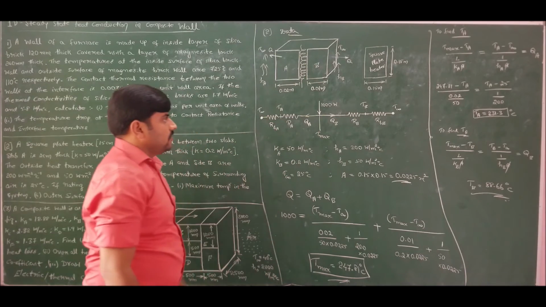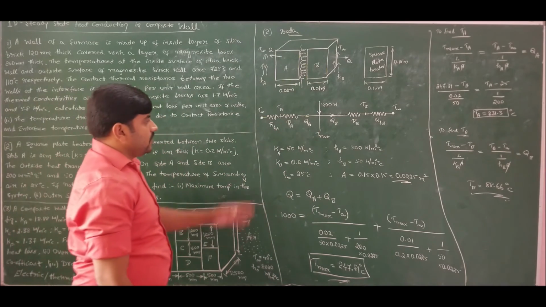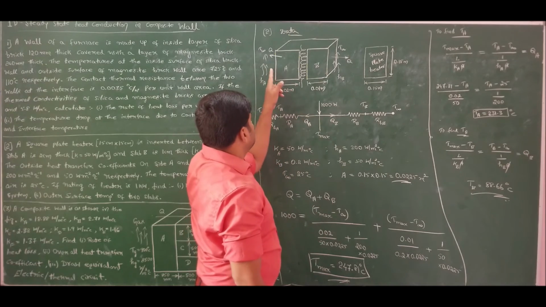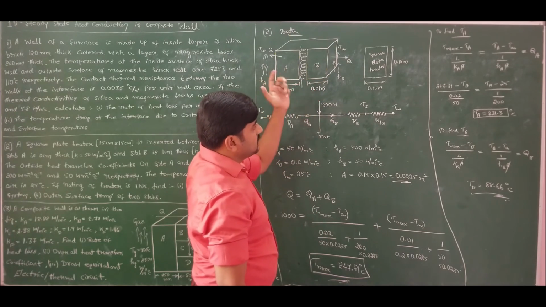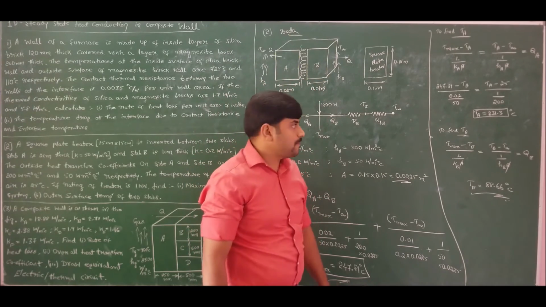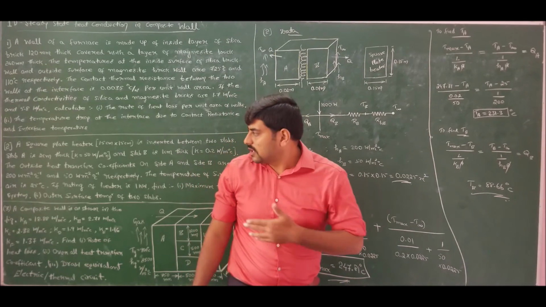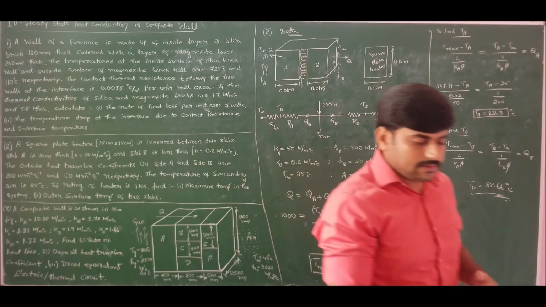So this is the solution for problem number 2, wherein we have calculated the maximum temperature and the surface temperature of slab A and slab B, that is the outer surface temperatures. Let me pause this video for a while so that people can copy it down. Later we will solve problem number 3.